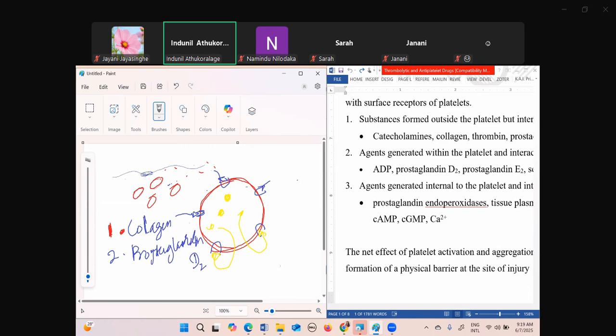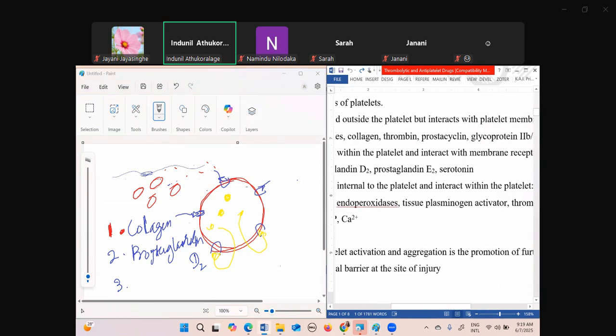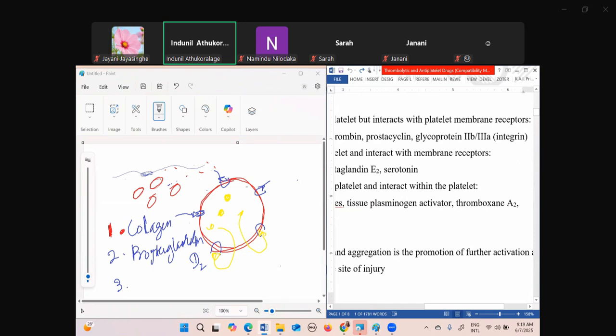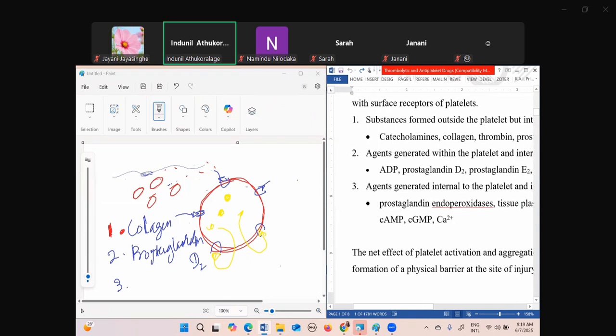And what is the third type? The third type is produced inside and interacts within the platelet. So it will not go outside or interact with the membrane receptors, but it is produced internally and also interacts internally.